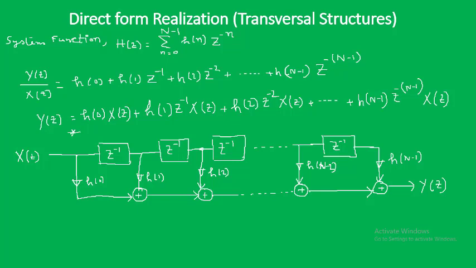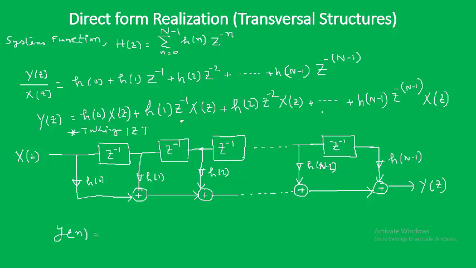You can do one more step here, taking the inverse Z transform. I am leaving it to you. If you take the inverse Z transform of the entire equation, you will get y of n equal to something. I am leaving it to you. Now if we try to implement this, you see how many delays we require.